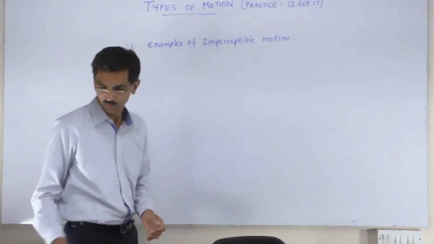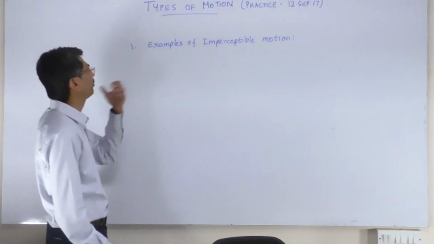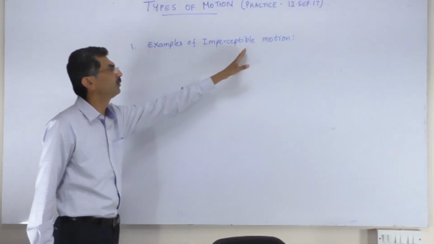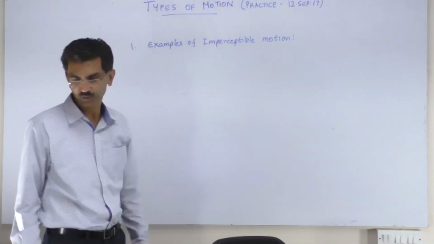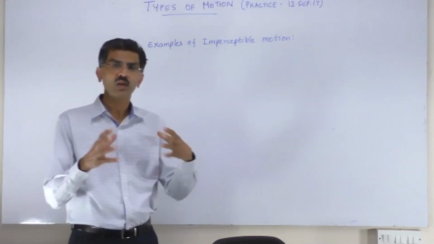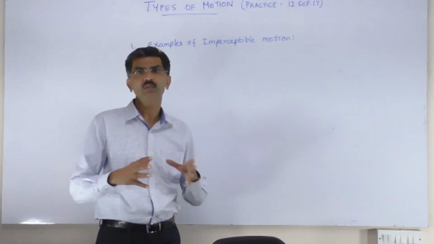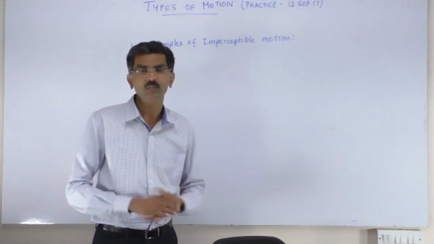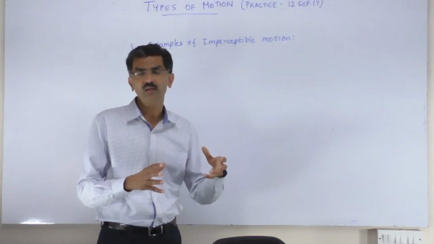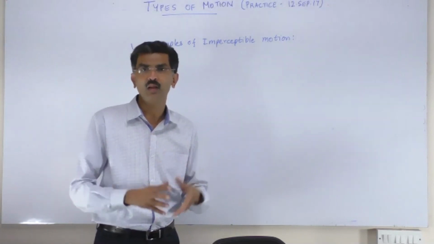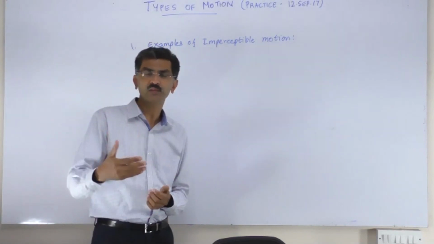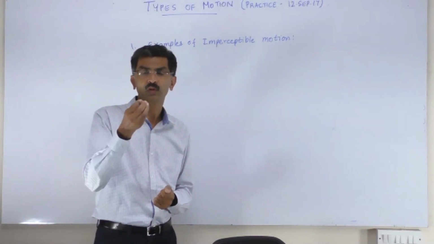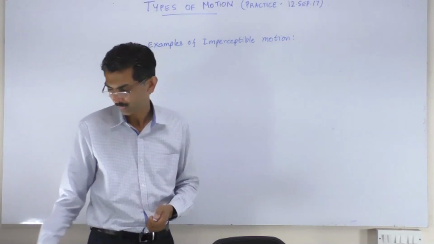So the first question is asking for 2 examples of imperceptible motion. What is the meaning of the word imperceptible? Something that you cannot easily observe or something that you cannot notice. Imperceptible is it is very hard to notice or observe.